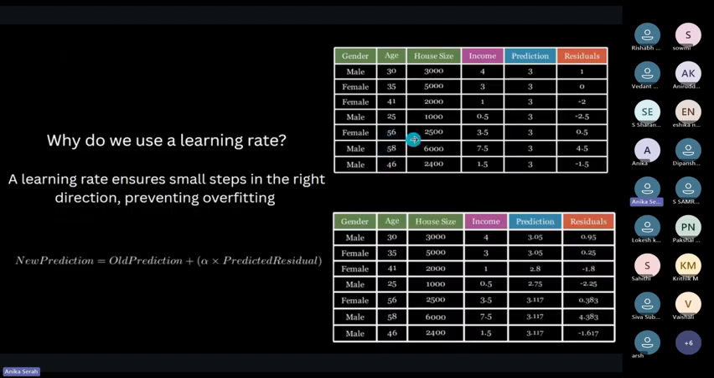You don't want to make huge steps towards the correct answer. You want to make small steps in the right direction so that you prevent overfitting. So that's why I use a learning rate. This makes it more robust.